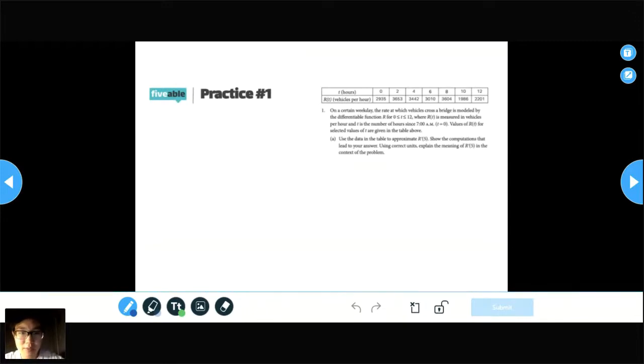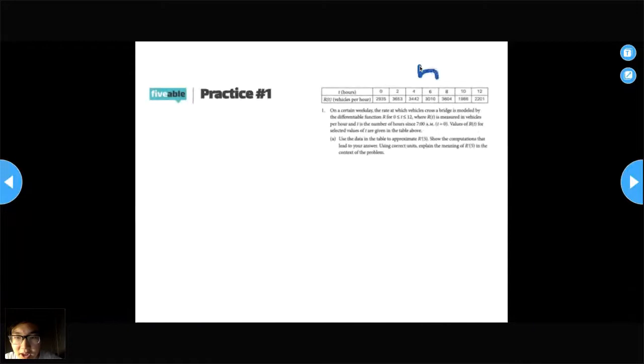Basically, it says that the rate at which vehicles cross a bridge is modeled by the differentiable function r for 0 less than or equal to t less than or equal to 12, where r of t is measured in vehicles per hour and t is the number of hours since 7 a.m. Values of r of t for selected values of t are given in the table below. It says to approximate r prime of 5. So we know that 5 is right here.